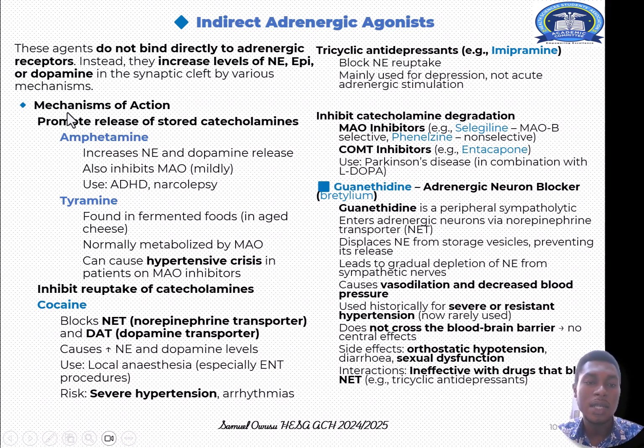And how they do that is that they promote the release of the stored catecholamines. So if you take a drug like amphetamine, it increases norepinephrine and dopamine release. It also inhibits the MAO enzyme. Okay, so we use it in attention deficit hyperactive disease and then narcolepsy.